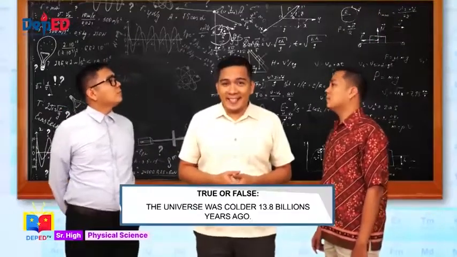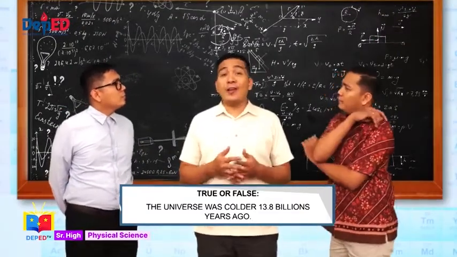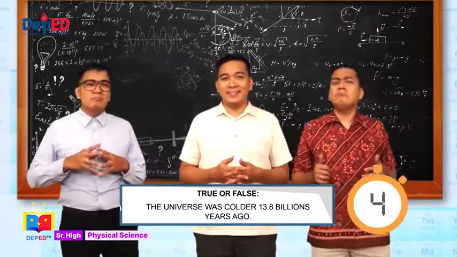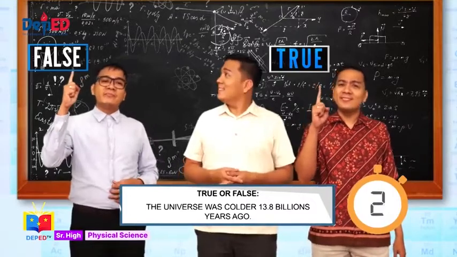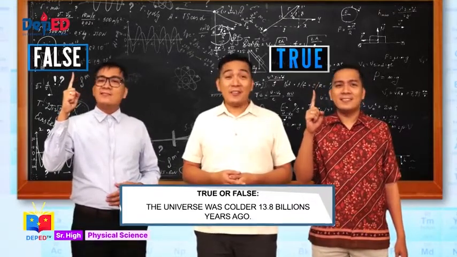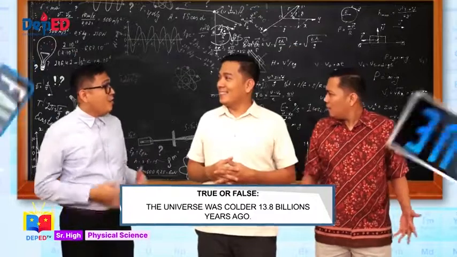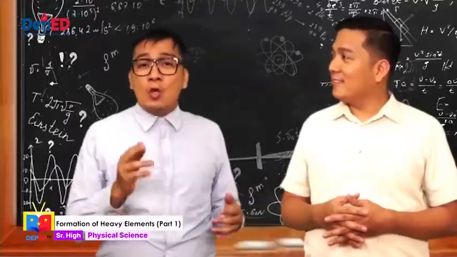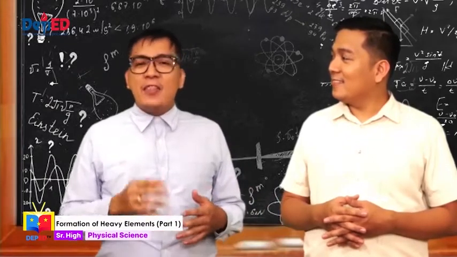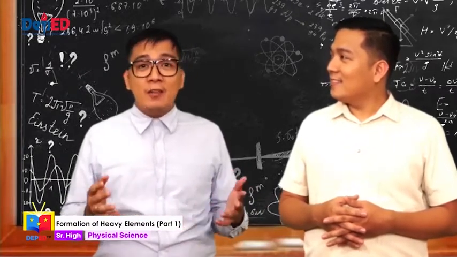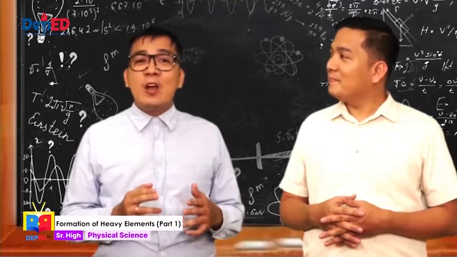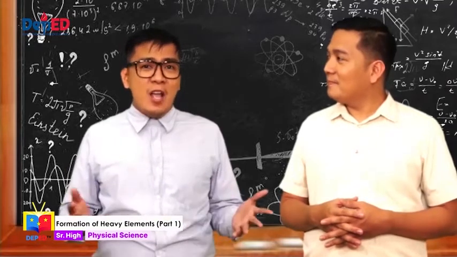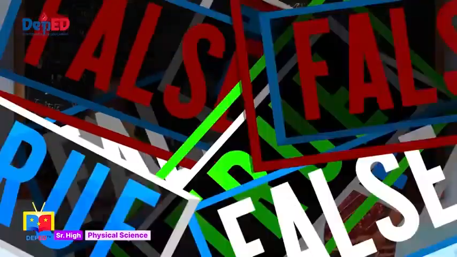Question number 6. The universe was colder 13.8 billion years ago. And the answer is false. The universe was very hot billions of years ago. However, it cooled down as it expanded. This fact is important in our study of element formation. It tells us that there was a time when the universe was hot enough to form elements, and then it stopped because it cooled down.